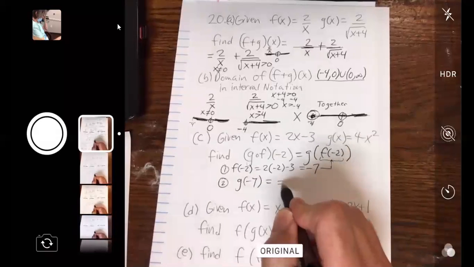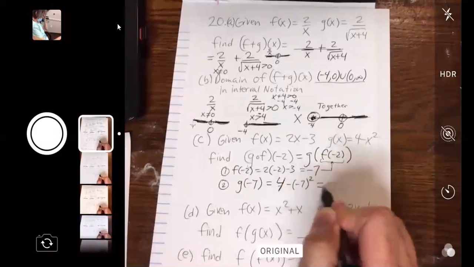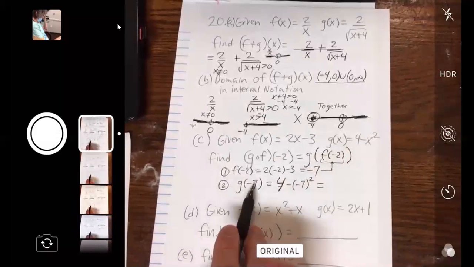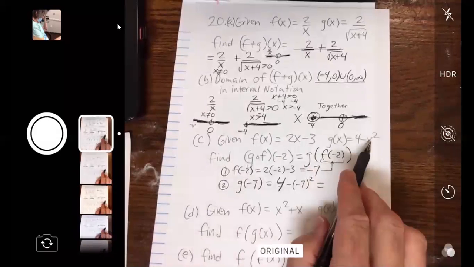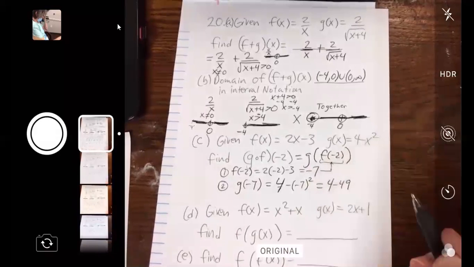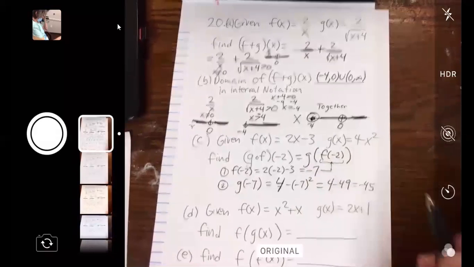Well, that'll be 4 minus a -7 squared. You got to be really careful here. Plugging a negative into an even power gives you a positive 49, but that negative's still there. So I'm getting 4 minus 49, -45.